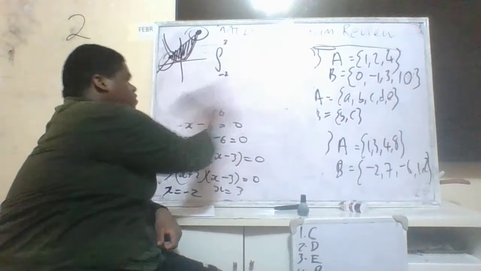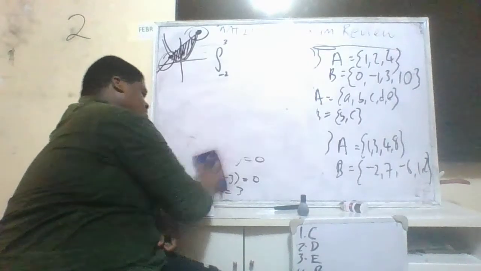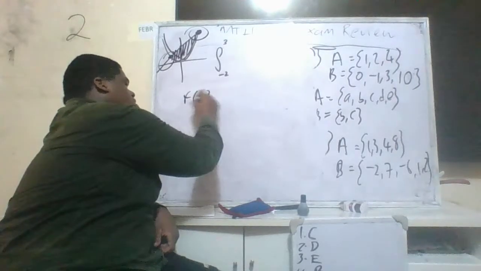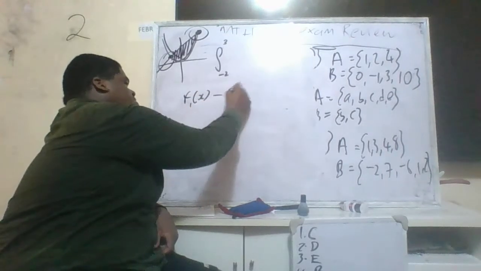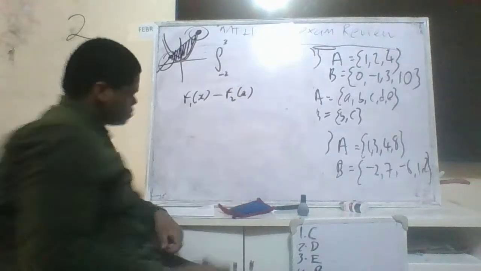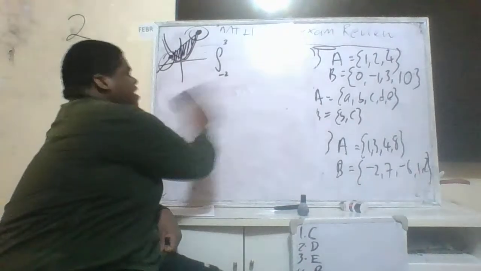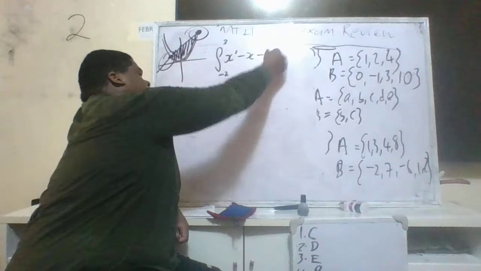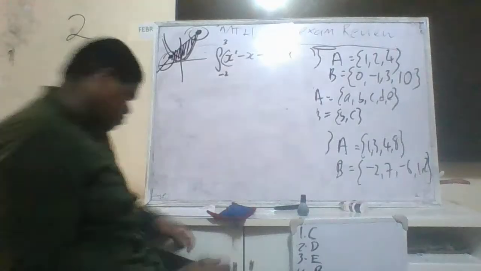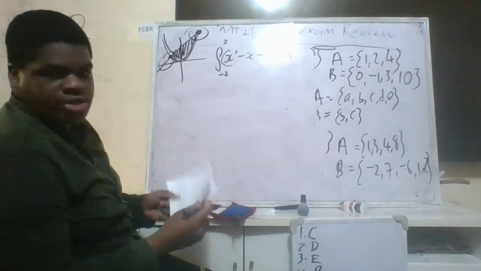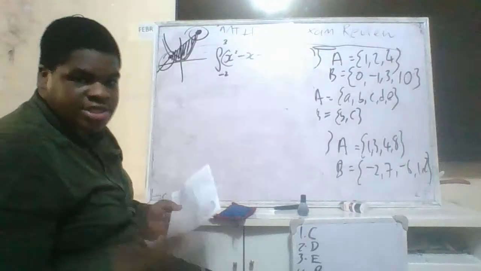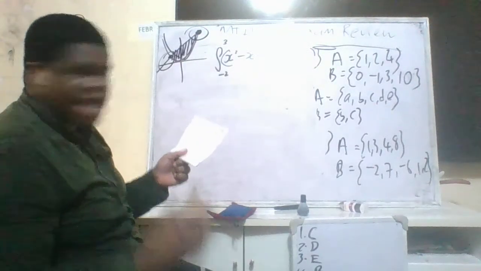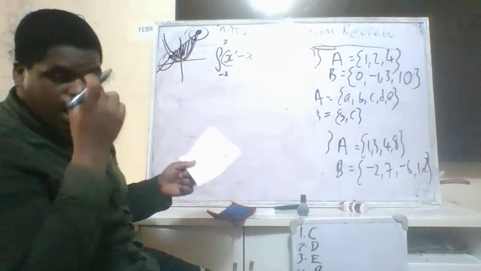Now let's continue and find the area. The area is going to be f1 of x minus f2 of x. What this means is that we're finding the integral of the function x squared minus x minus 6 with respect to x. So you either carry the first function and subtract the second function, or you carry the second function and subtract the first function. So it can be either x squared minus x minus 6 or x plus 6 minus x squared.